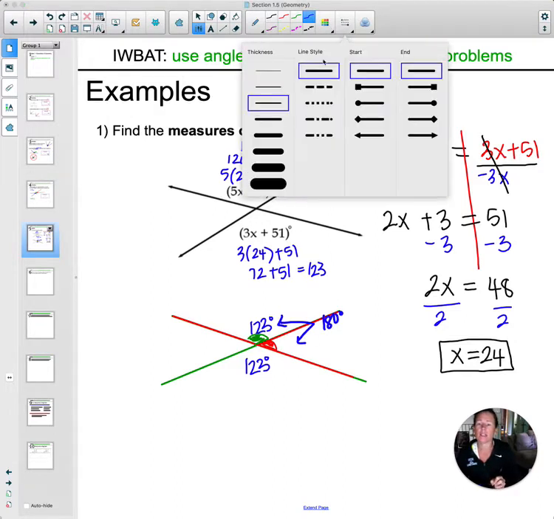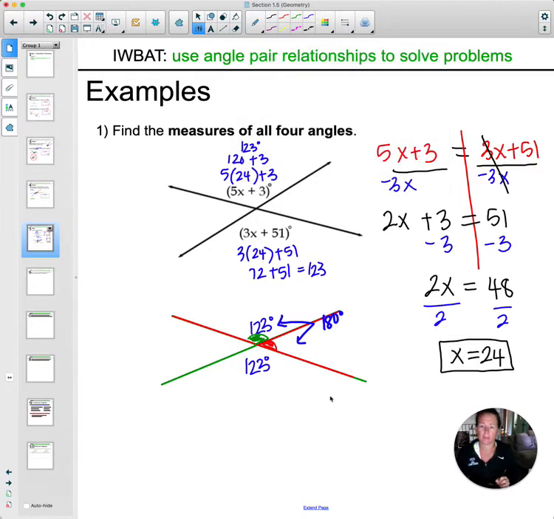So all I need to do is do 180 minus 123, and I have that missing angle of 57. So this angle right here is 57 degrees, and then this one across from it is just another vertical angle. So this one is 57 degrees as well. So then you have all 4.